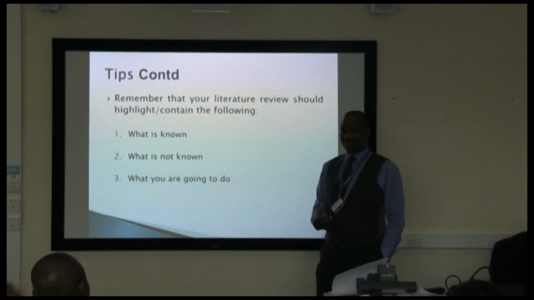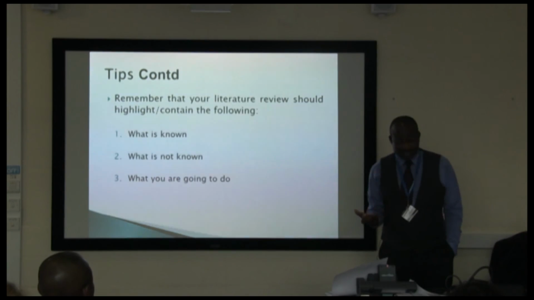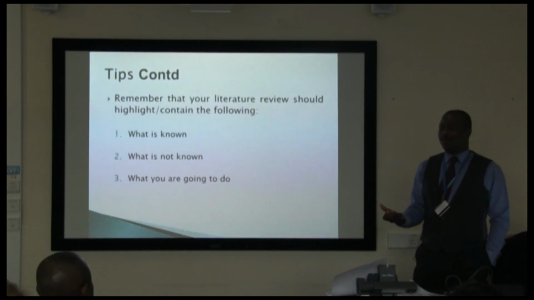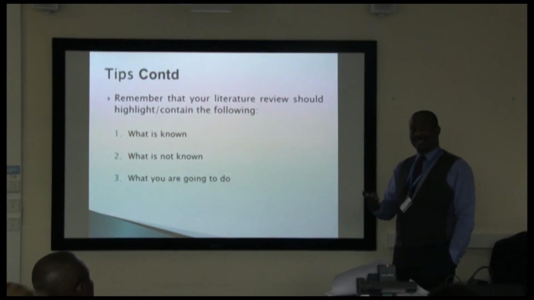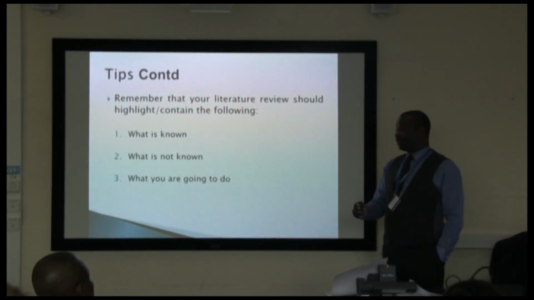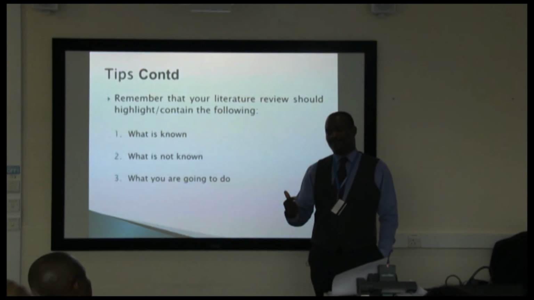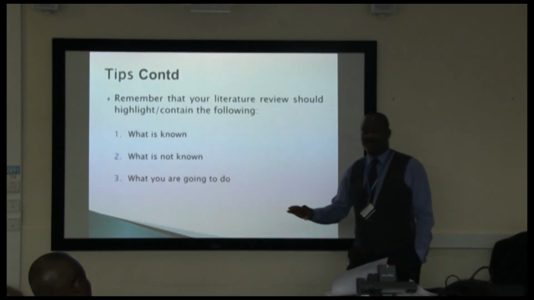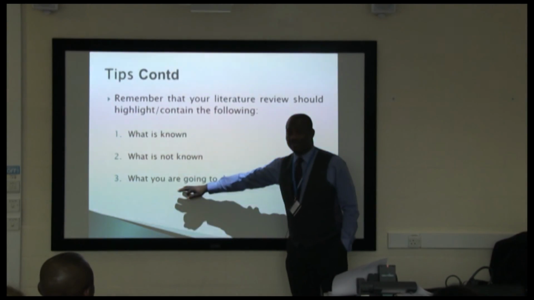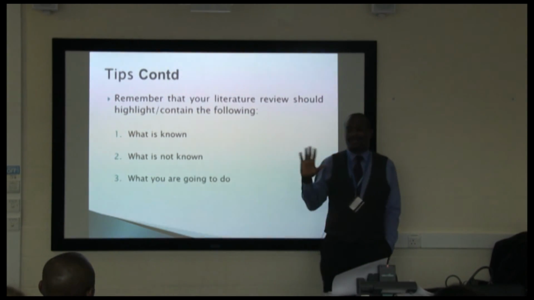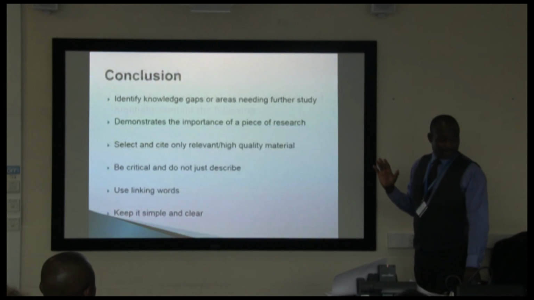Are you clear about that? When I supervise PhD students, when they are writing their RD1 or their PhD, there are three things I want to see in your background or literature review: what is known, what is not known, and what you are going to do. Once your literature review can fulfill these three requirements, you are done. That's your literature review. Okay? Any questions?